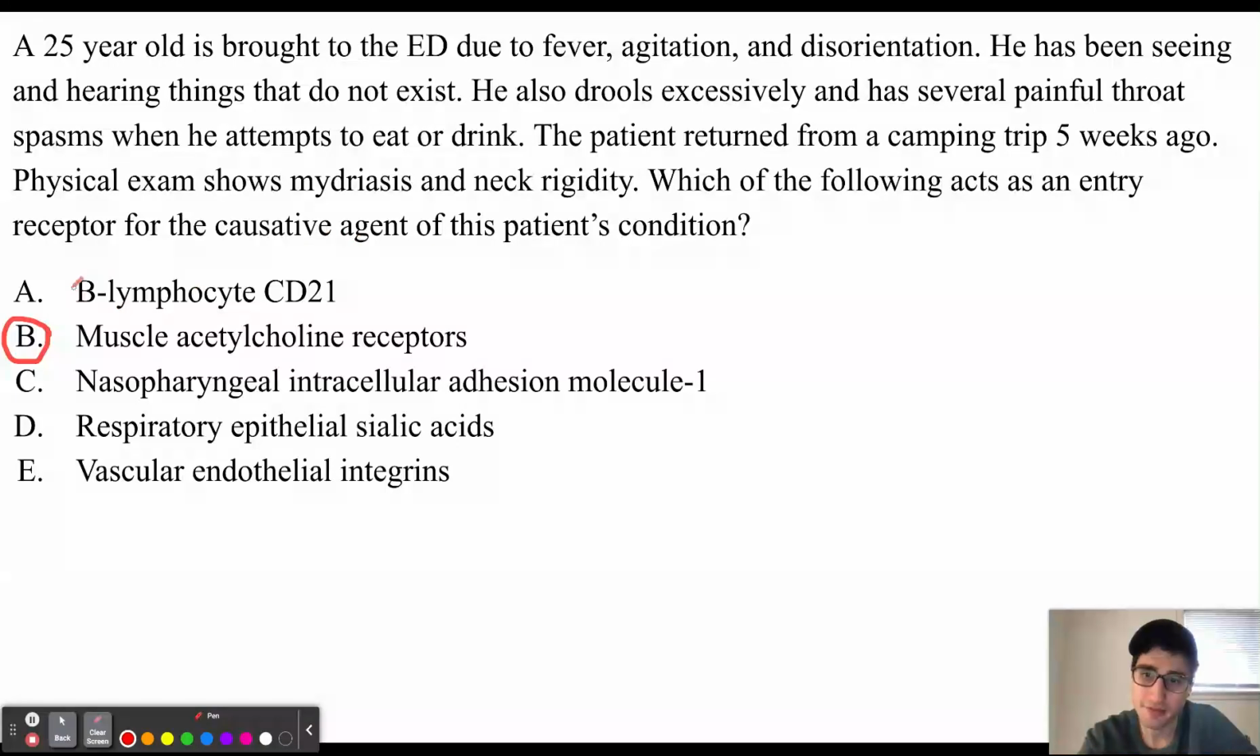Answer choice A, B lymphocyte CD21. This is going to be the cellular receptor for Epstein-Barr virus. Answer choice C, nasopharyngeal intracellular adhesion molecule 1. This is going to be the cellular receptor for rhinovirus. Answer choice D, respiratory epithelial sialic acids. This is going to be the cellular receptor for the influenza virus. And answer choice E, vascular endothelial integrins. This is going to be the cellular receptor for cytomegalovirus.